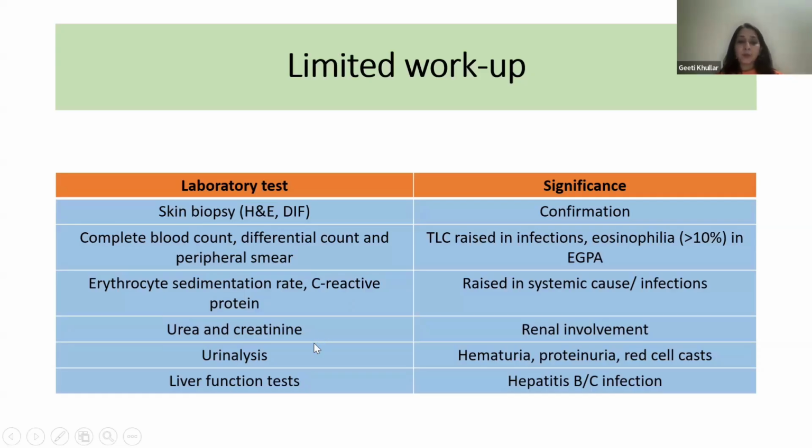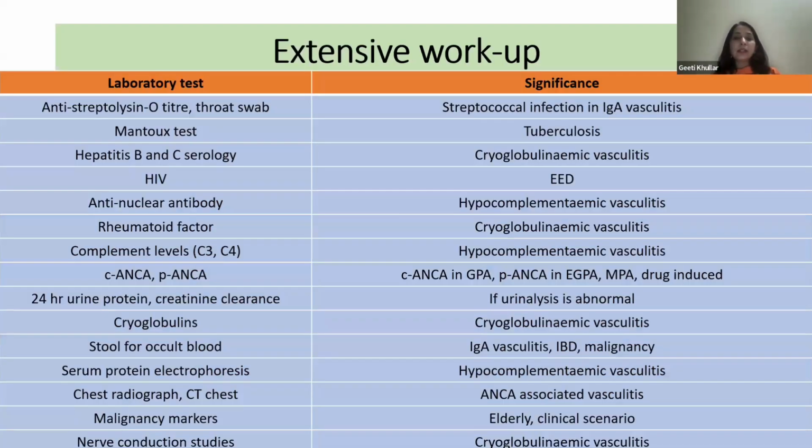That will be raised in a case of systemic vasculitis or an infection-induced vasculitis. A renal function test is an important workup because many of these vasculitides, including IgA vasculitis in adults, can have renal involvement in the form of hematuria, proteinuria, and red cell casts also. And then you do a basic liver function test, because these are the basic tests we do for many of these patients: LFTs, RFTs, ESR, CBC, and a biopsy. So this is the limited workup you will write for a patient of vasculitis who has a single episode with a given etiology. Now, what is the extensive workup?